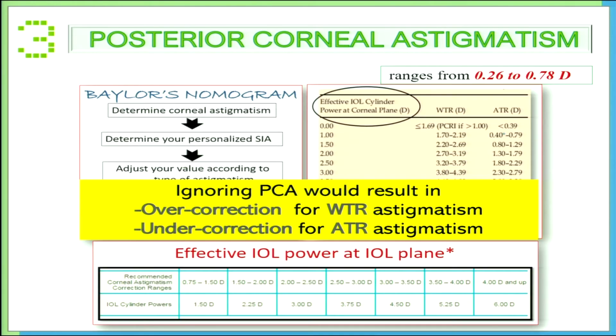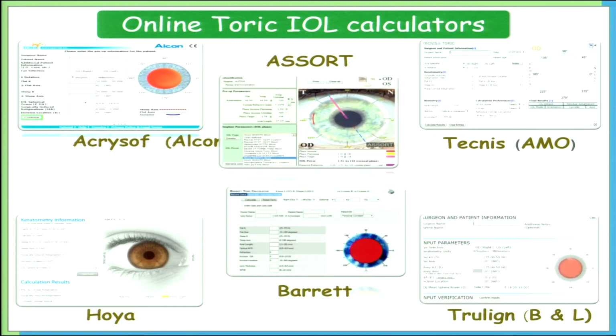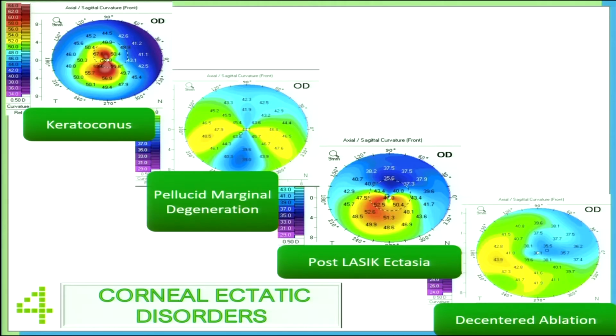Coming to posterior corneal astigmatism. While doing toric IOL, if you ignore the posterior corneal astigmatism, it can result in overcorrection for with-the-rule astigmatism and undercorrection for against-the-rule astigmatism. So various options available are the Baylor nomogram. However, it is a little cumbersome to use. Now, even the manufacturer-based calculators have incorporated posterior corneal astigmatism, and even online calculators like Barrett's are very useful.